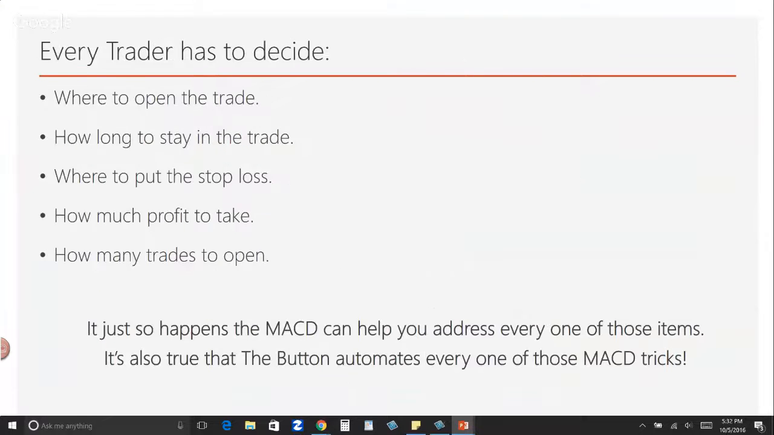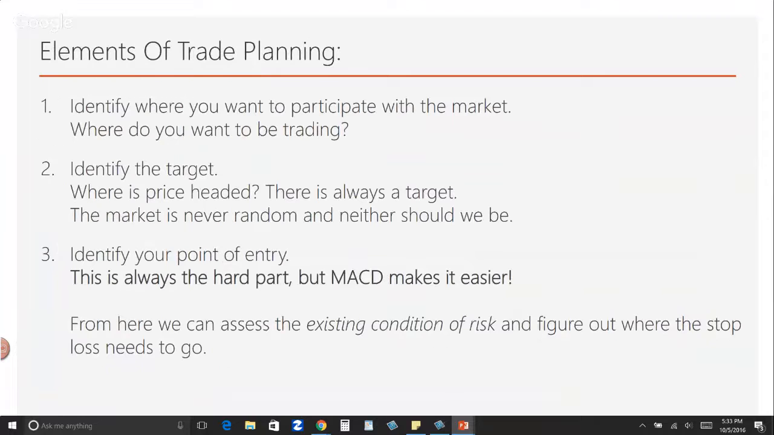So that's basically the difference between a trend and a range, and those are the only two things that the market can do. So every trader has to decide where to open the trade, how long to stay in the trade, where to put the stop loss, how much profit they want to take, and maybe how many trades you want to have opened. And it just so happens that the MACD can help you address every one of those items. And it's also true that the program automates every one of those MACD tricks, which is pretty cool. And that's the whole purpose I'm spending time with you tonight.